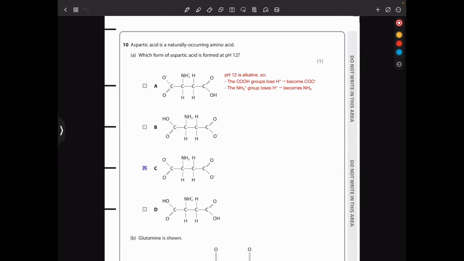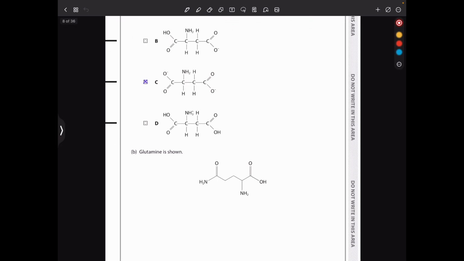In question 10, aspartic acid is a naturally occurring amino acid. Which form of aspartic acid is formed at pH 12? pH 12 is alkaline, and so we expect the hydrogen ions to be lost from the carboxylic acid groups. So since we have 2 carboxylic acid groups, both are going to lose the H+, creating this, and so C is going to be the answer.